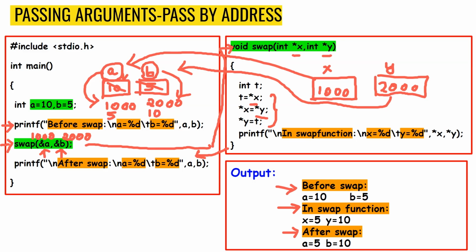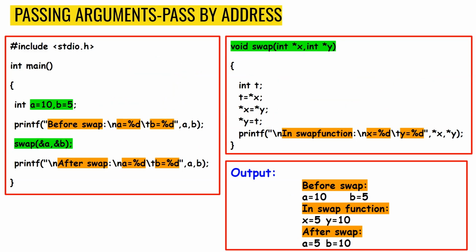So this is pass by address. When you pass by address, the original values will be changed. The changes will be reflected in the original location itself. So we have seen both pass by value and pass by address.